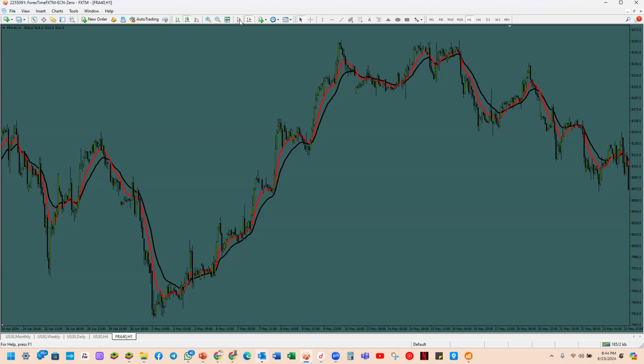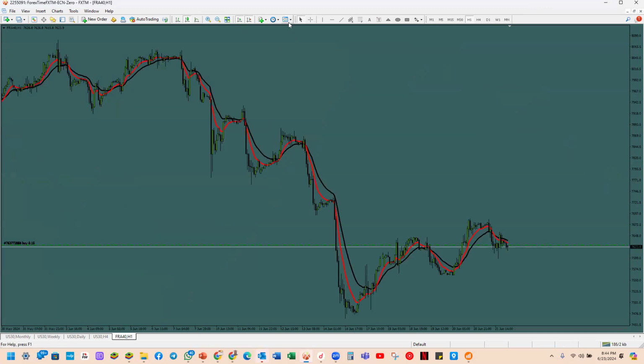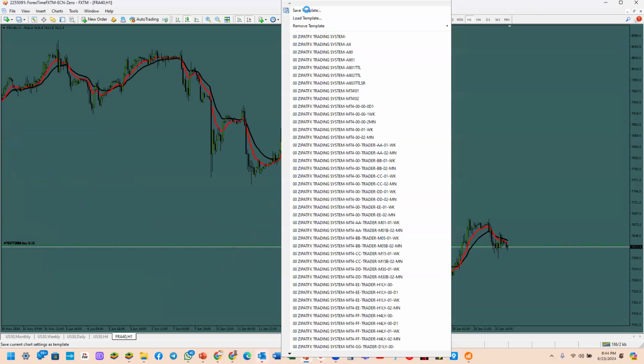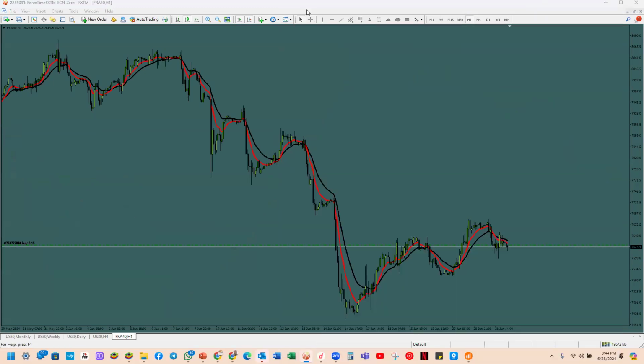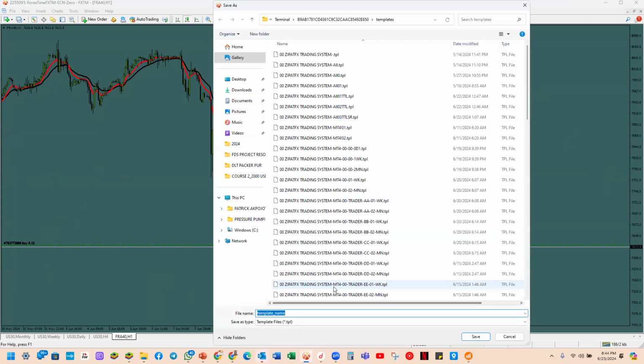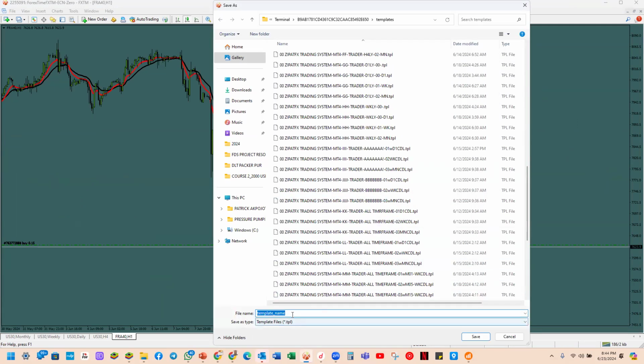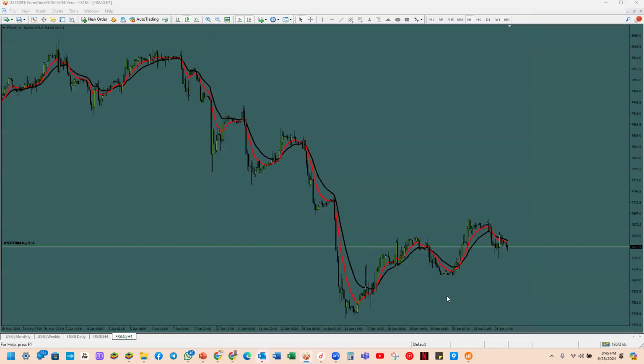Okay, so now this strategy, I will come here and say save it as a template. So I come here, I click on save, and I give it a name. Let's call it riding the trend. Okay, and you say save. Once you do that, you click save. Now this strategy has been saved.